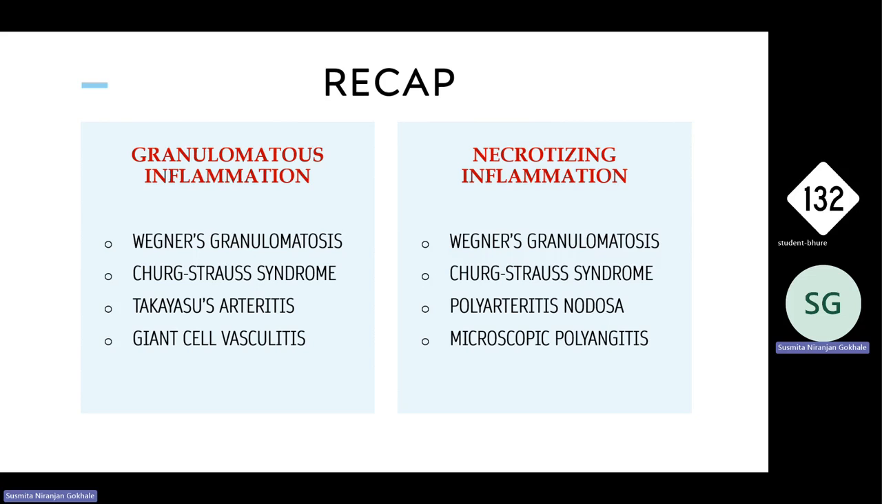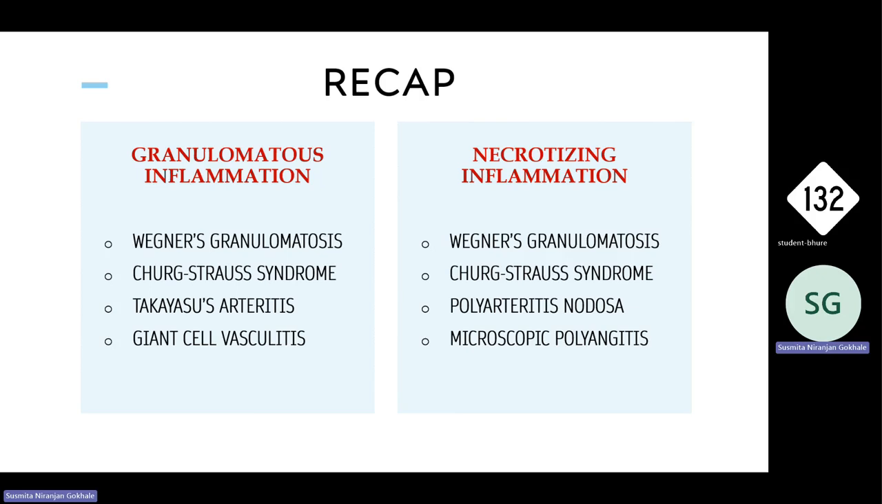So vasculitis can also occur in conditions like SLE. So it is not necessary that it has to affect specific vessels. Now let us recap what we have seen. So inflammation in vasculitis can be granulomatous or necrotizing. So here what you have to note is that in Wegener's granulomatosis and in Churg-Strauss syndrome, the inflammation is granulomatous inflammation or necrotizing inflammation.